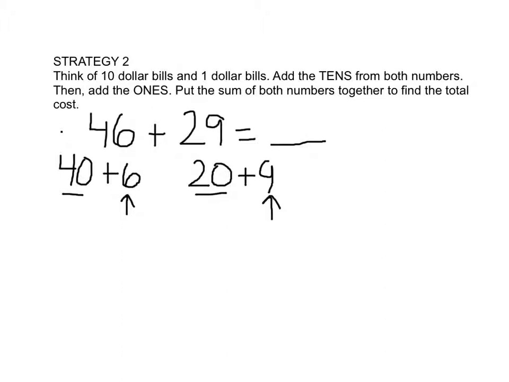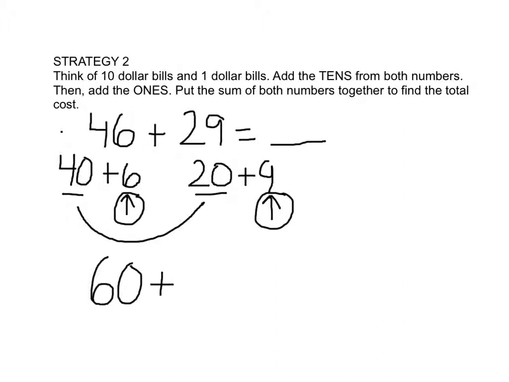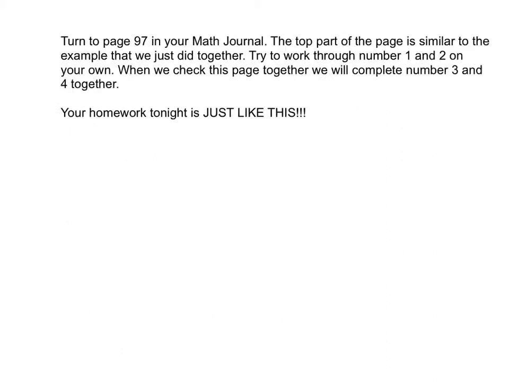Add the tens from both numbers, the 40 plus the 20, that equals 60, and then add the ones. 6 plus 9. 6 plus 9 is 15. So I can use my mental math to add 60 plus 15, and it's 75. 46 plus 29 equals 75.